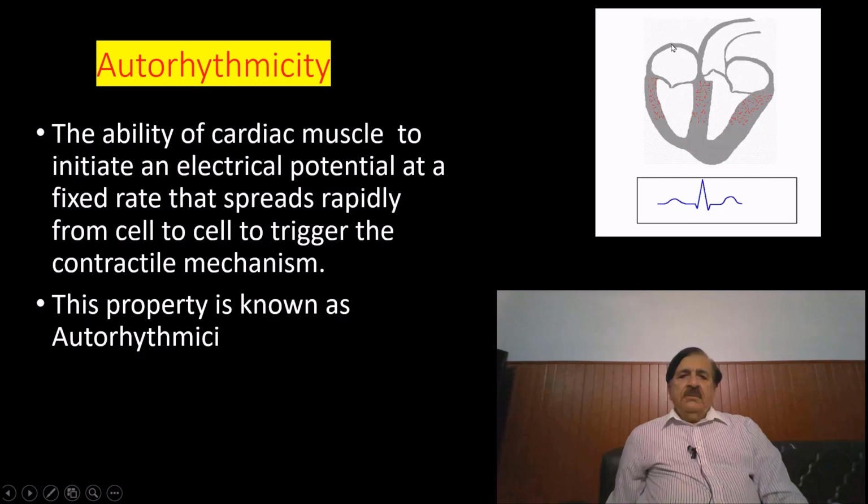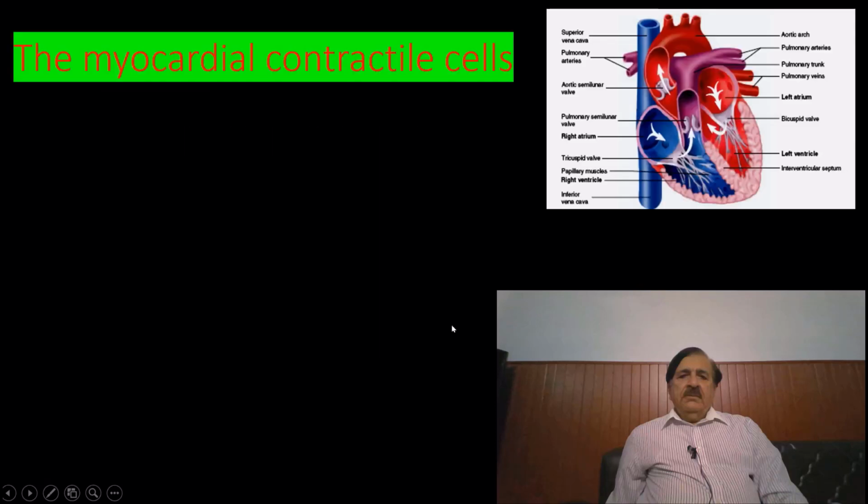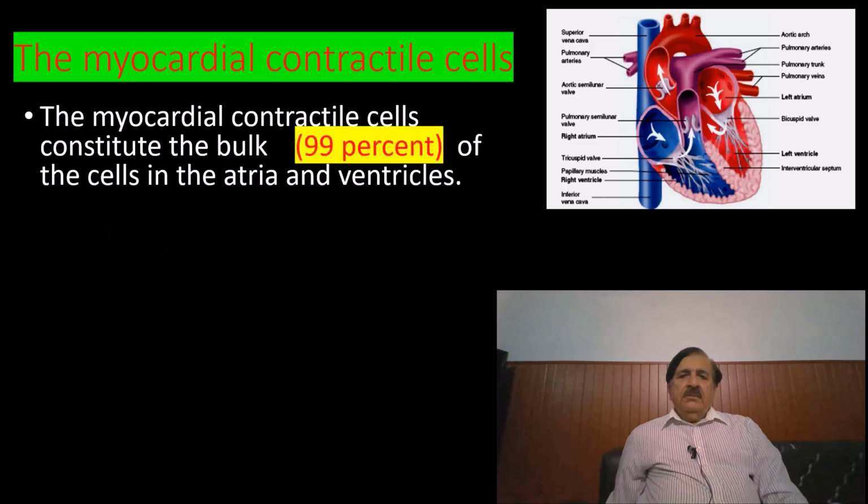The ability of the cardiac muscle to initiate an electrical potential at a fixed rate that spreads rapidly from cell to cell to trigger the contractile mechanism is known as autorhythmicity. So this is the definition: the cardiac cells automatically initiate the action potential.